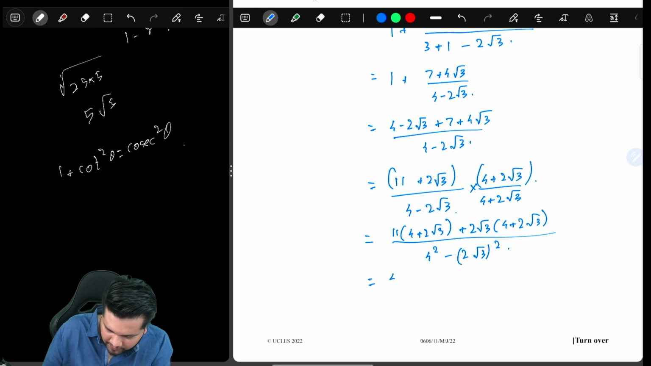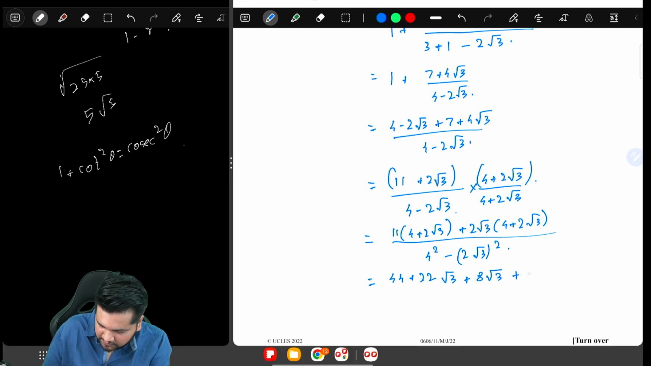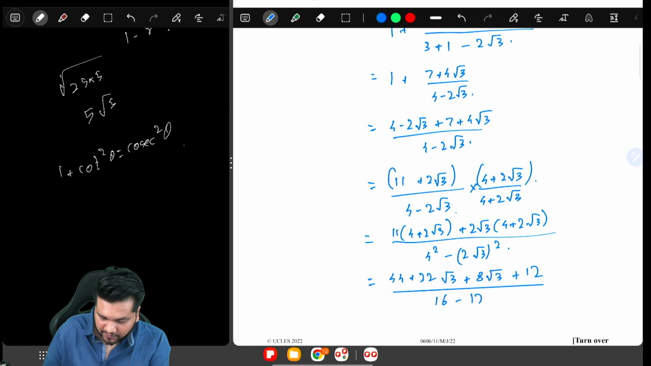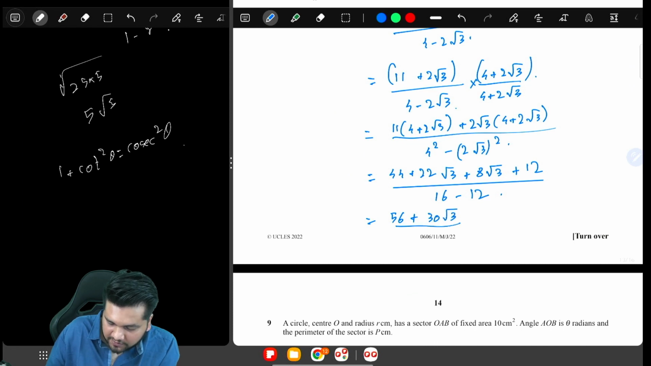So you'll get 44 plus 22 root 3 plus 8 root 3. 2 root 3 into 2 root 3, so it's going to be 4 into 3, which is 12. This is going to be 16 minus 2 square, which is 4 into 3, 12. 16 minus 12. So now 44 plus 12, we'll just combine the non-root-3 terms together. So 44 plus 12 is going to be 56 plus 30 root 3 upon 16 minus 12, which is 4.